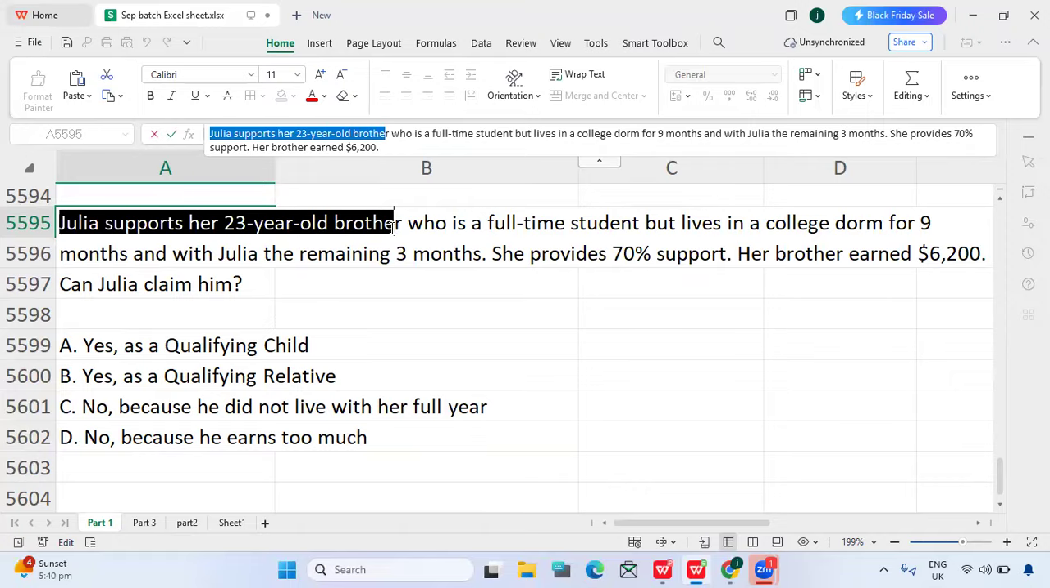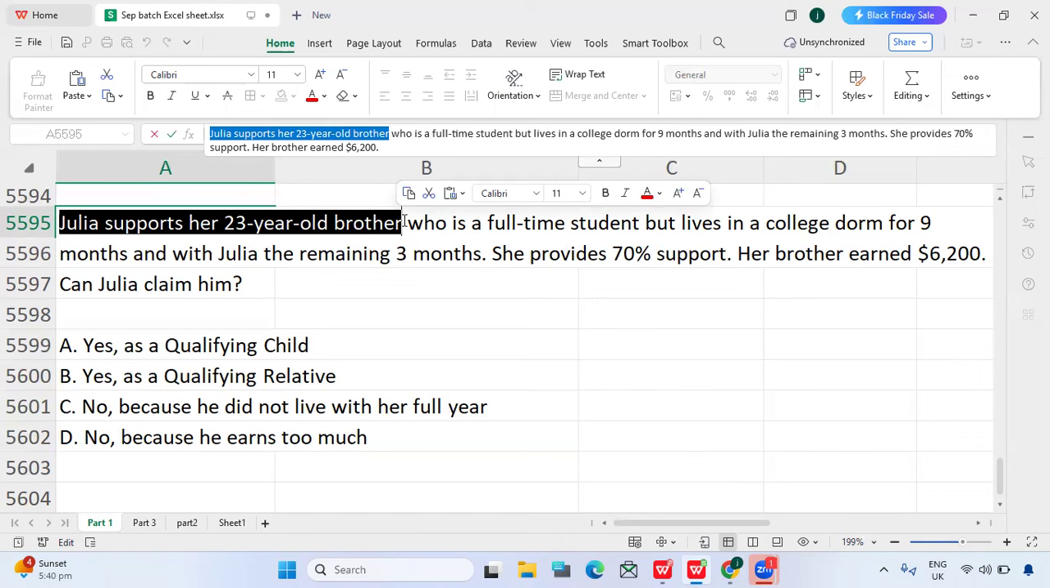But yes, he is younger than 24, right? Okay, that's fine. So dependent, and he is considered a full-time student. For qualifying children, the dependent should be younger than the taxpayer. Here, Julia supports her 23-year-old brother. So younger or older? Older. So an older sibling cannot be considered a qualifying child. To be a qualifying child, a brother or sister should be younger, not older. So he is no longer a qualifying child. So let's go with qualifying relative.